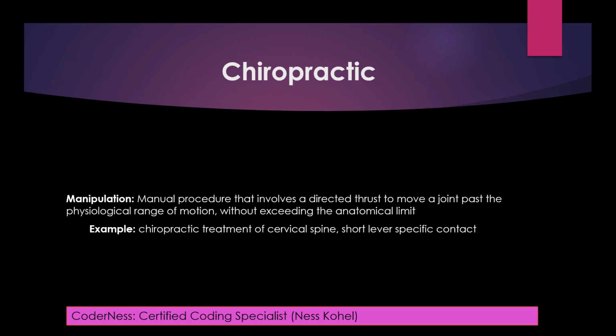This section is chiropractic. Manipulation is manual procedure that involves a directed thrust to move a joint past the physiological range of motion without exceeding the anatomical limit. Example is chiropractic treatment of cervical spine, short lever specific contact.